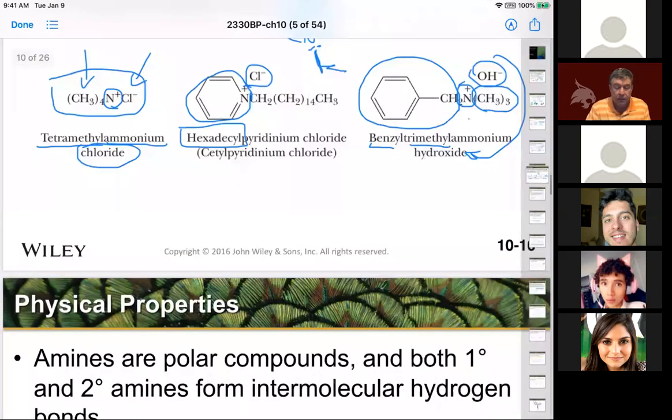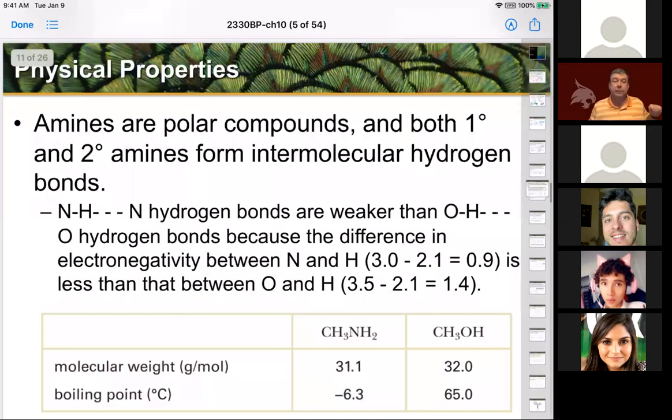All right, so there's not that many rules when naming the amines. Most of the time they'll probably be named by their simple aliphatic names like triethylamine or methylamine.